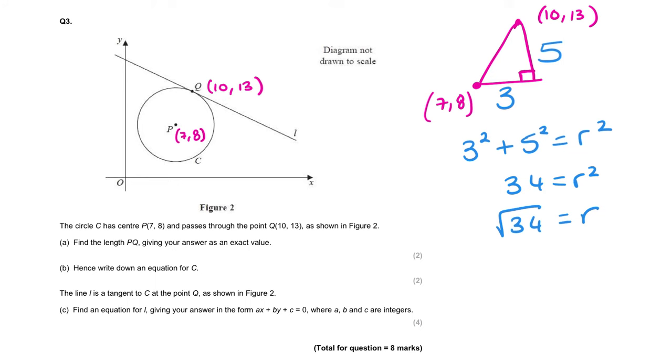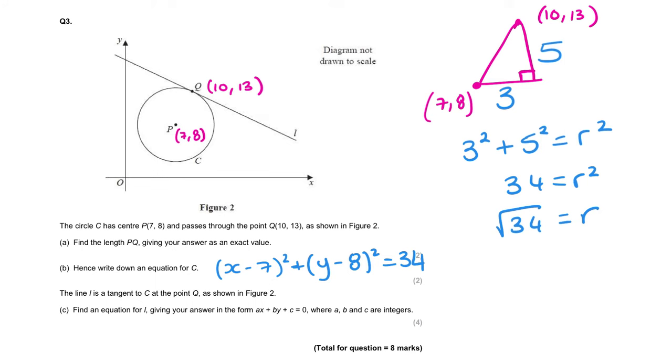It then says, hence, write down an equation for C. Well, that's really easy because we know we're going to have (x − 7)² + (y − 8)² equals my radius squared. Remember, my radius squared was 34. So look, we've done 4 marks in 2 minutes. Isn't that beautiful? Then it says the line L is tangent to C at the point Q. Find an equation. This is just like what we've done in that previous question.